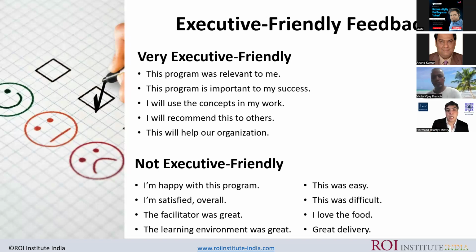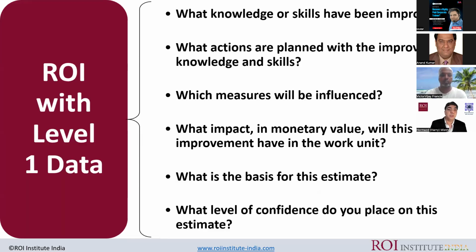Right? If you want to measure ROI with your level 1 data itself, you should be asking questions such as what knowledge or skills have been improved. You could ask the participants about what actions they plan to take based on their improved knowledge and skills. Okay. With very senior executives, if you're doing a program with very senior executives, you can ask them what business measures will be influenced. You could even ask them what's the monetary value of impact that the program will deliver. You could ask them what's the basis for this estimate, and you could also ask them what's the level of confidence in that estimate. All that will also help you identify what's the ROI that the program is going to deliver.